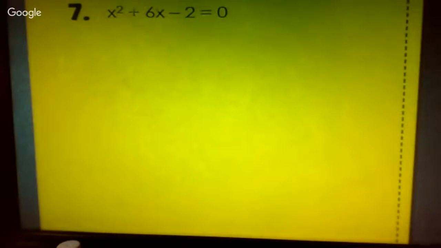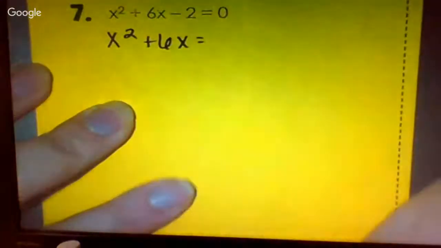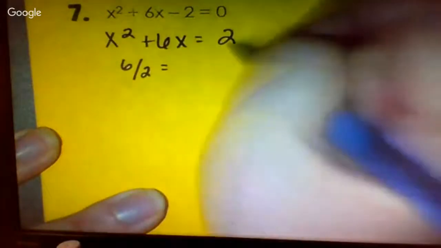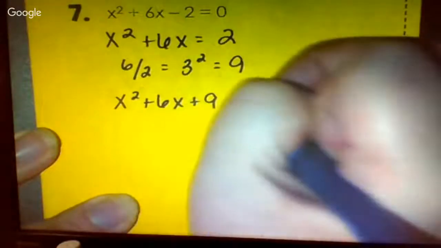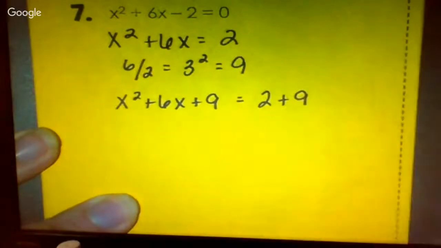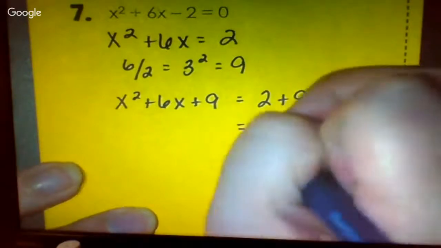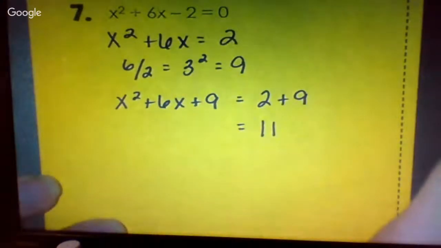Okay? Last one. I need to move my C value. So my equation looks like x squared plus 6x equals positive 2. Fantastic. Take your b value, cut it in half. So that gives me 3, and then we square it before we add it to both sides, so we get 9. x squared plus 6x plus 9 on the left, and 2 plus 9 on the right. My right-hand side equals what? 11. 2 plus 9. Don't lose your 2, Stephon.